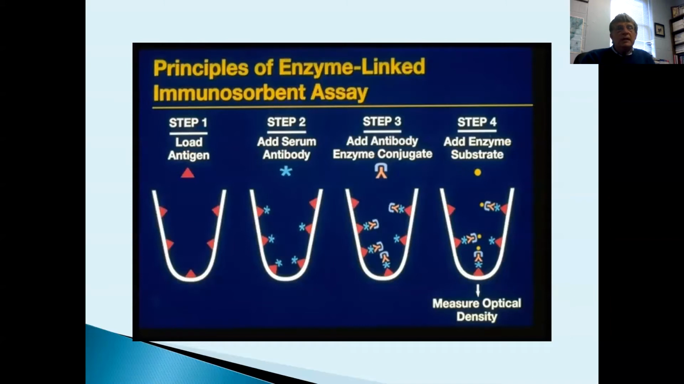The principle is an enzyme-linked immunosorbent assay. You load the IgG on the test tube. You add the patient's serum, add a conjugated enzyme, and you add enzyme substrate to measure the optical density. Again, usually greater than 40 international units will be positive.